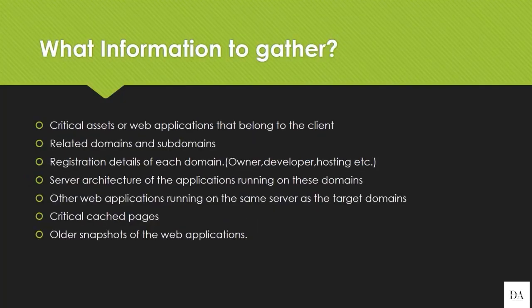What information to gather? For example, if you are finding a vulnerability in a website, what information should be gathered? First of all, critical assets and web applications that belong to the client, its related domains and subdomains, registration details of each domain, which includes owner details, developer details, hosting details, etc. Server architecture of the application running on those domains, other web applications running on the same server as the target domain, critical cached pages, older snapshots of the web application.